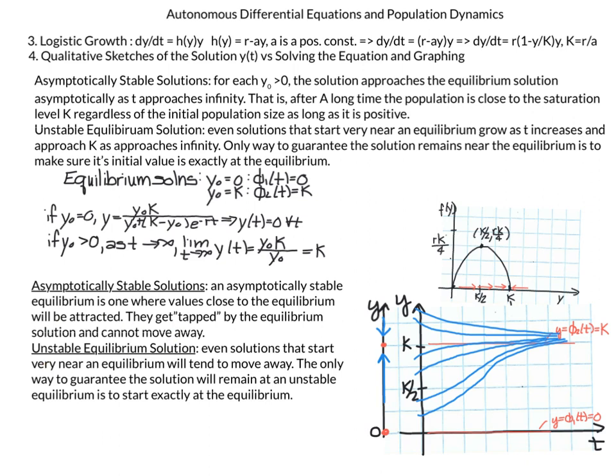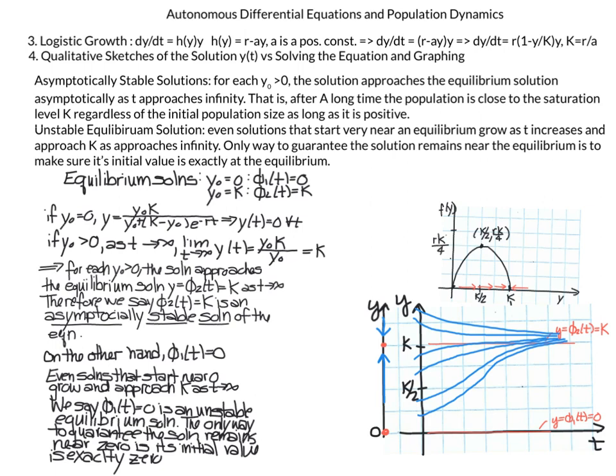On the other hand, an unstable equilibrium solution means that even solutions that start very near the equilibrium will tend to move away, and the only way to guarantee the solution will remain at an unstable equilibrium is to start exactly at the equilibrium. The reason it's called unstable is that while equilibrium points are extremely stable, in fact nothing ever changes at them, they're kind of fragile, because if you look just a little distance away from your equilibrium point, then your solutions can grow unbounded. They go wherever they want.